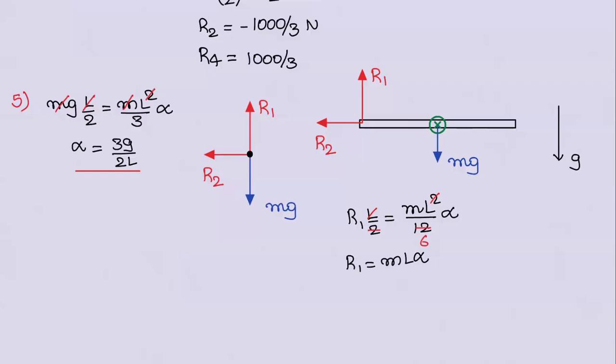But how do we calculate alpha value? We already have it. Remember, torque will change, angular momentum will change, moment of inertia will change if we change axis. That's okay. But theta, omega, alpha will not change with axis. This is a very important statement you need to understand. So by using that statement, we apply it here. Then R1 is equal to ml into 3g by 2l. What is the value?